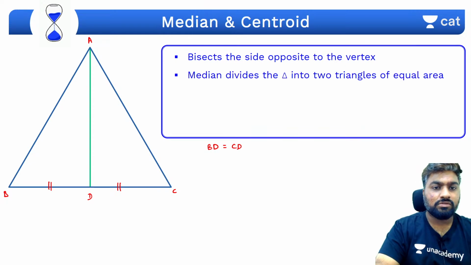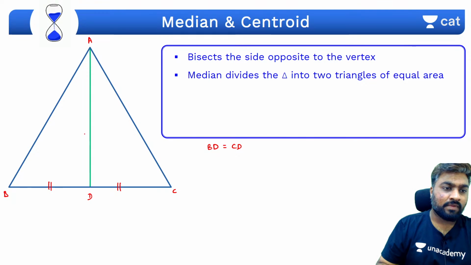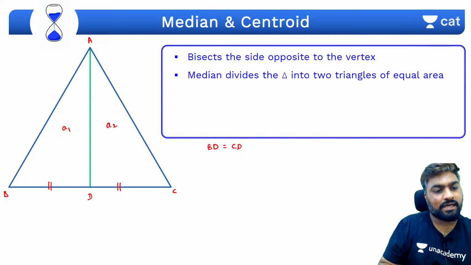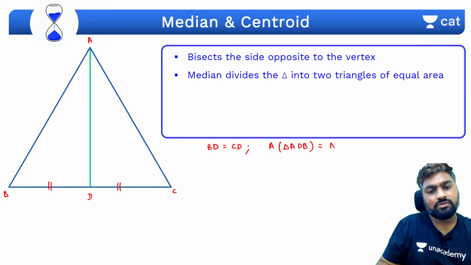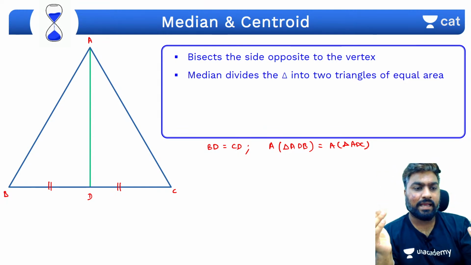Number two, the median also divides a triangle into two triangles of equal area. So this area and this area will be equal. If I say the area of this part ADB is A1, and the area of this part ADC is A2, then A1 and A2 will be equal. Area of triangle ADB is equal to area of triangle ADC. Understood? It splits it into two equal areas.